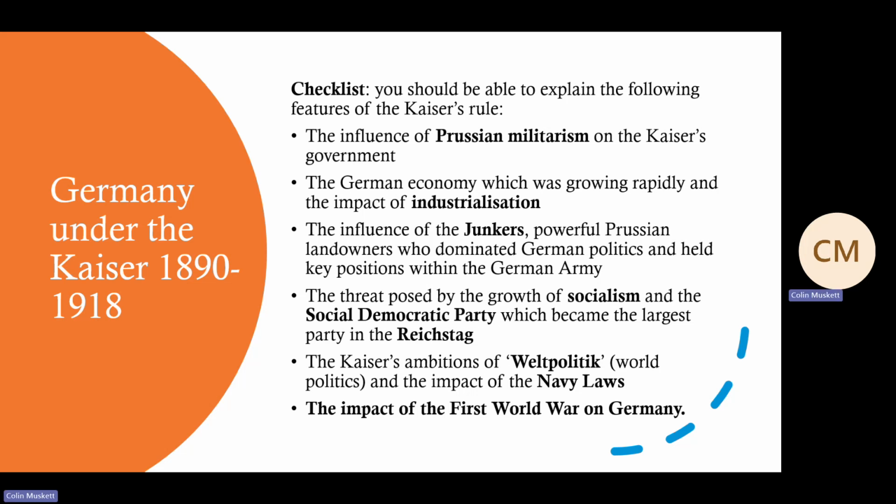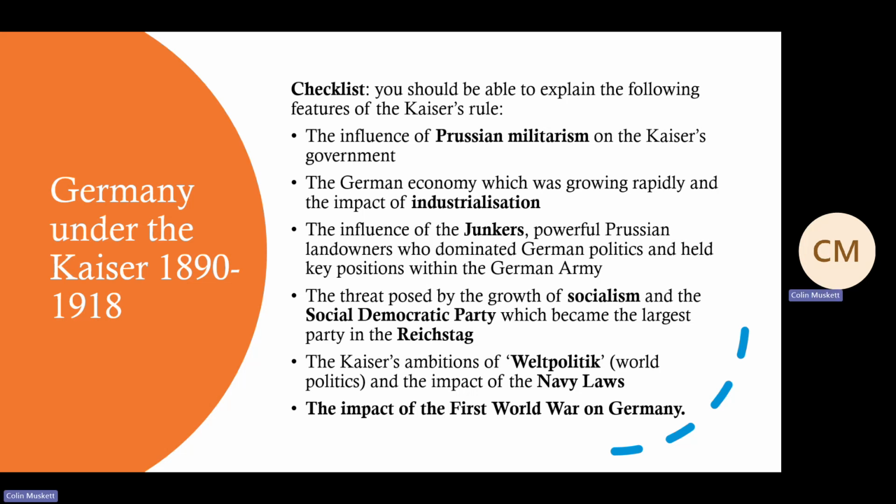Now, it's important to remember that the Kaiser is removed in a revolution at the end of the First World War. Okay, there's a major mutiny in the Kiel Canal, which spreads to Berlin, and he loses the support of the army. So although he's abdicated, he's effectively removed in a revolution. And that revolutionary zeal was starting to become present in Germany really from 1912 onwards.